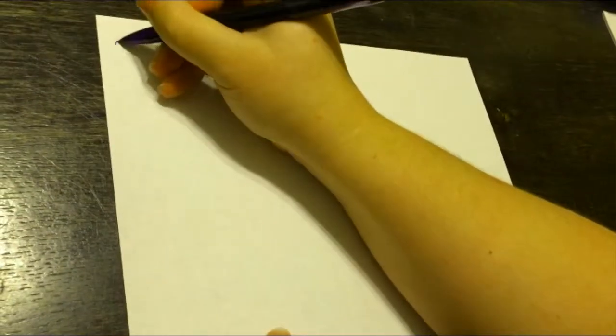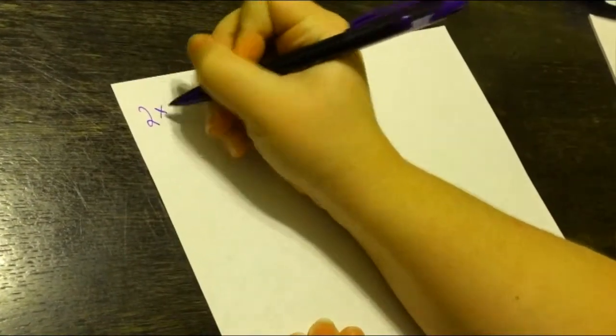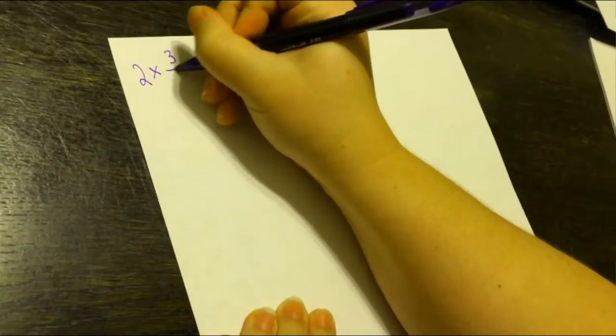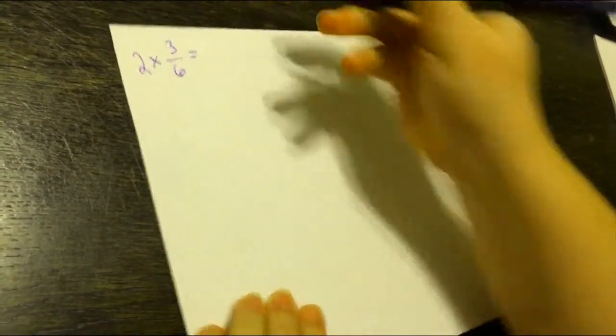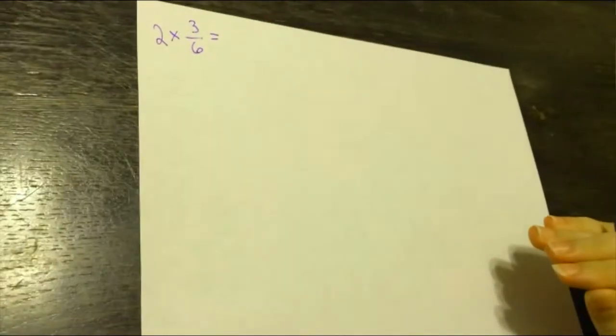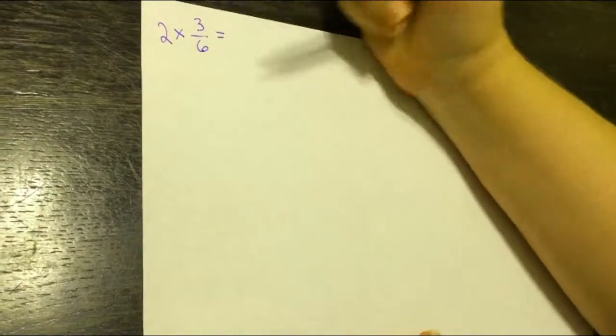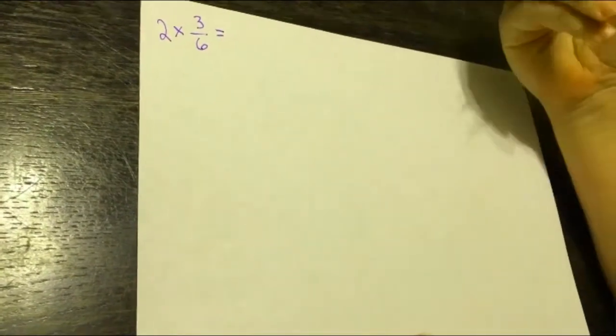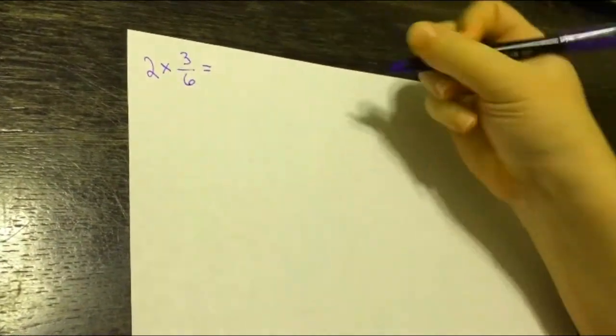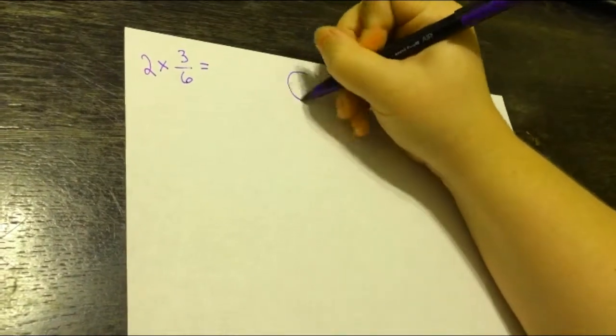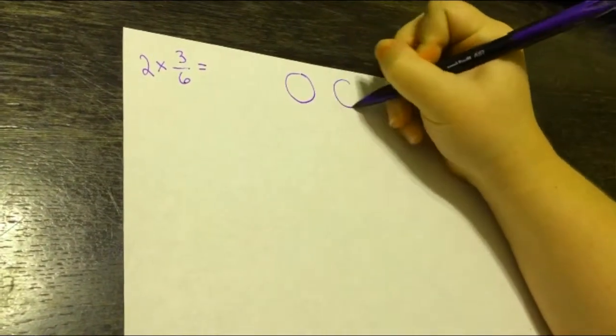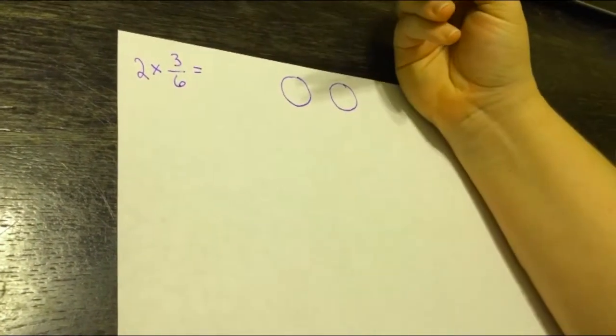Our first problem is 2 multiplied by 3/6, and we want to know what that equals. We have to think back to multiplication. When we multiply, we are just saying groups of. How many groups do we have? So when I'm looking at my problem, I see, oh, I have 2 groups. I like to represent groups as circles. So there's one circle, and there's my second circle. 1, 2, 2 groups.